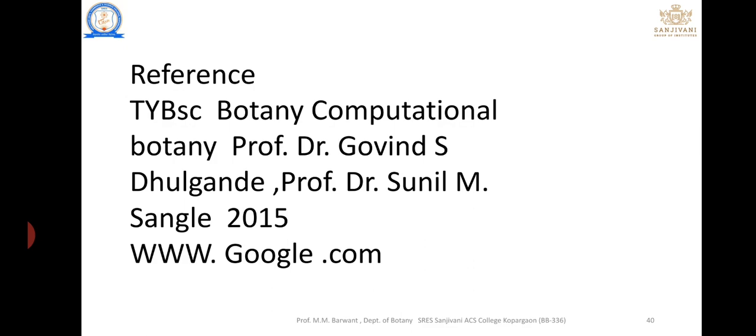This whole chapter was made with the help of a special reference, the TYBSc botany book, Computational Botany, by authors Professor Dr. Govind S. Dhulgande and Professor Dr. Sunil M. Sangre, 2050, www.google.com, www.slideshare.com. This is the whole chapter.